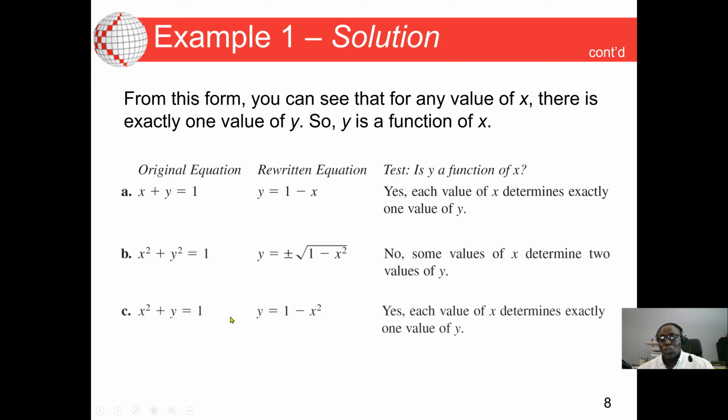And the next one, we have x plus y squared equals 1. So y will give us the square root of 1 minus x, positive or negative. So again, this is not a function. The reason is that one x value can generate two y values for us sometimes. So it's not a function.